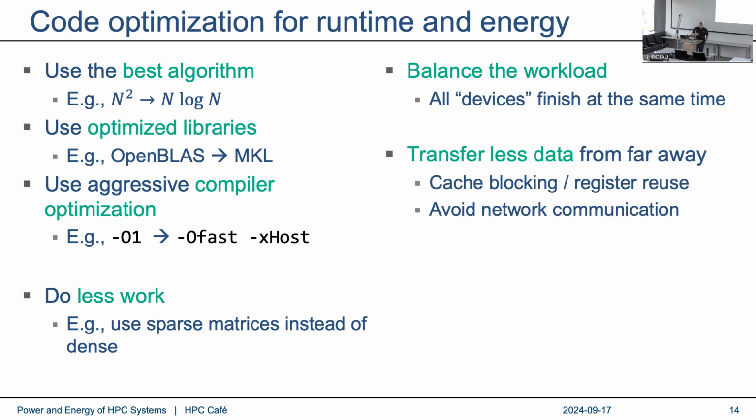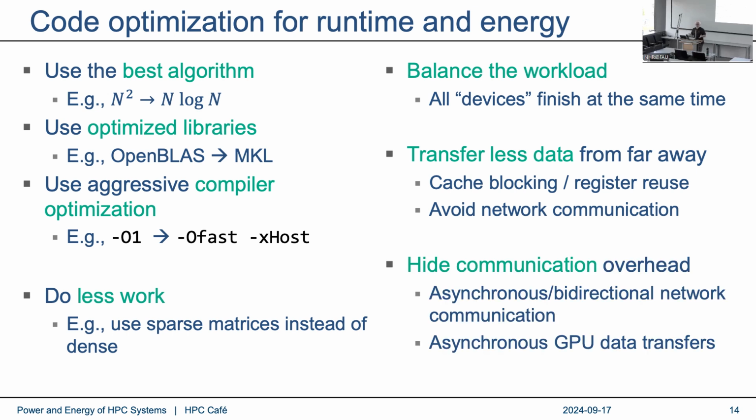Transfer less data from far away, and the further away the data is, the better. Use programming techniques, if you really have access to the source code, like cache blocking or register reuse. These help you make better use of the data that's already loaded, loading less data multiple times. And avoid network communication. Make sure that the communication network is used as little as possible, not because transferring a byte costs so much energy, but because transferring a byte costs so much time.